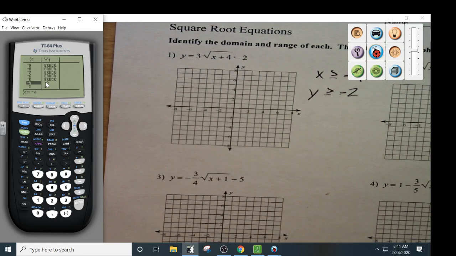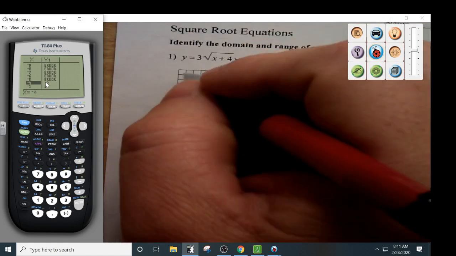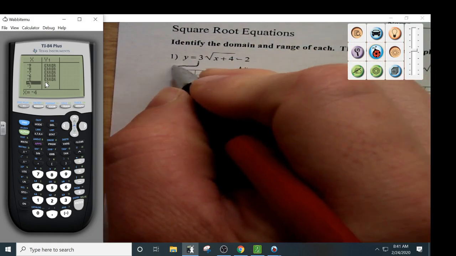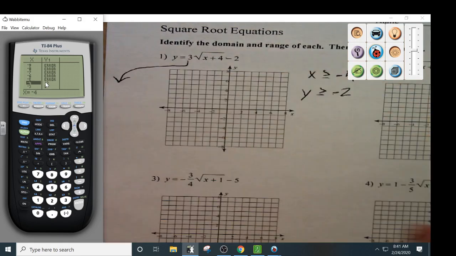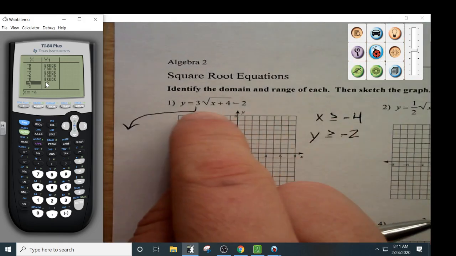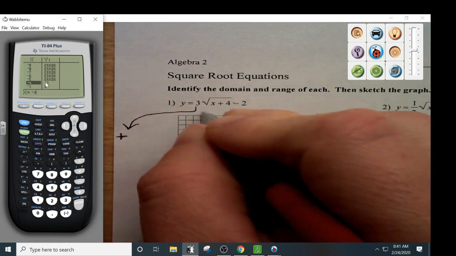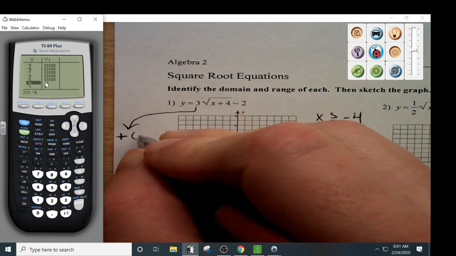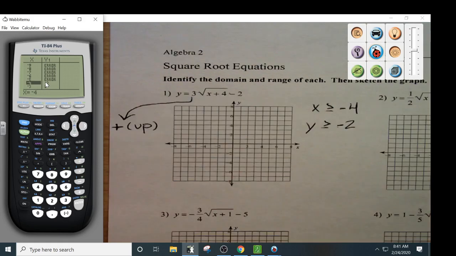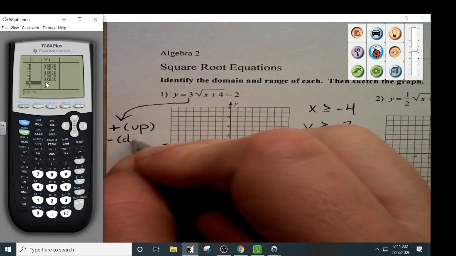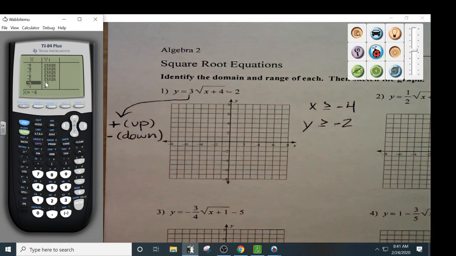Now, easiest way to remember this, I wrote it just a minute ago. The easiest way to remember this, if that number, the A value, is positive, it opens up. Okay, it goes up. If it is negative, it opens down. Okay.